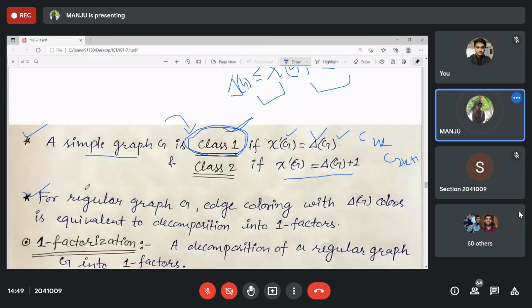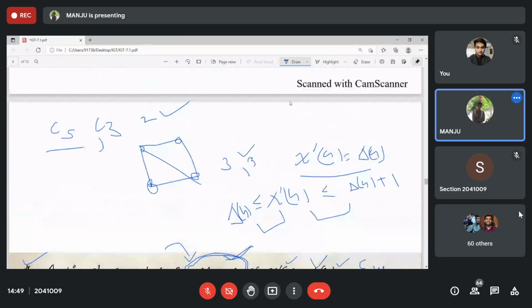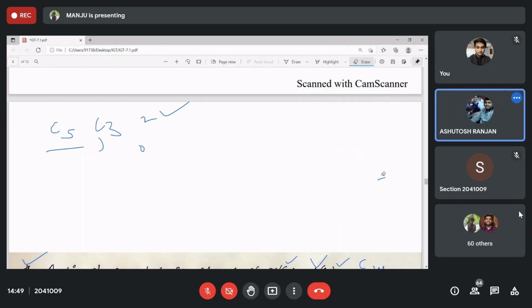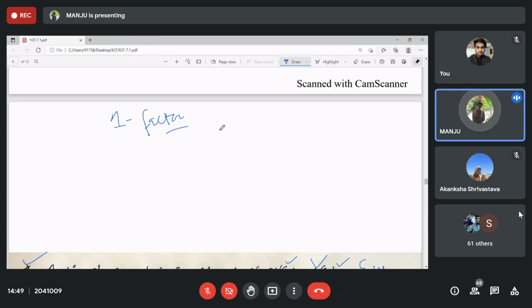Right? What do you understand by one factor? Regular spanning subgraph. One regular spanning subgraph. Matching is also considered as one factor, right? One regular spanning subgraph is known as one factor.